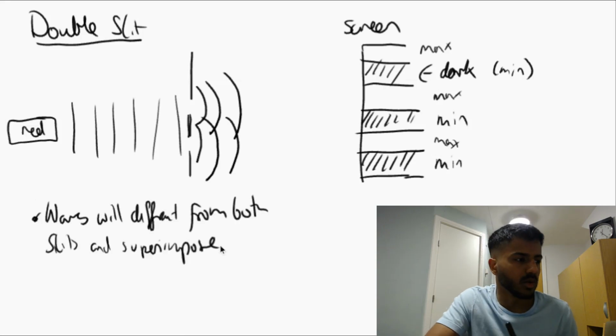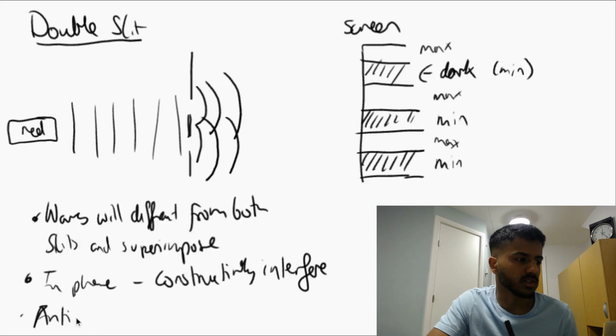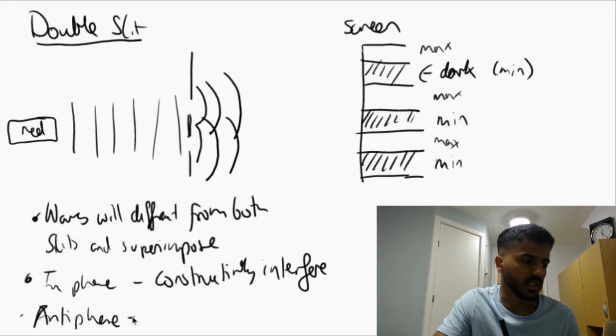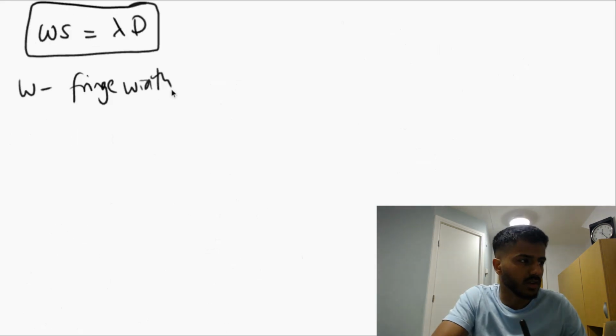And this is because the waves will diffract from both slits and superimpose. And once again, when they meet in phase, they constructively interfere. And when they meet in antiphase, they destructively interfere. Now for a double slit, the equation is Ws is equal to lambda d.